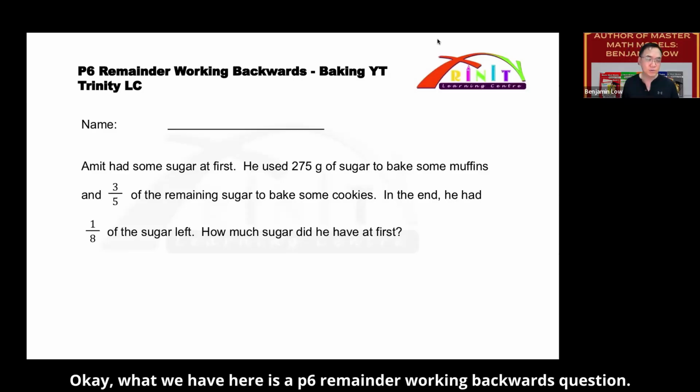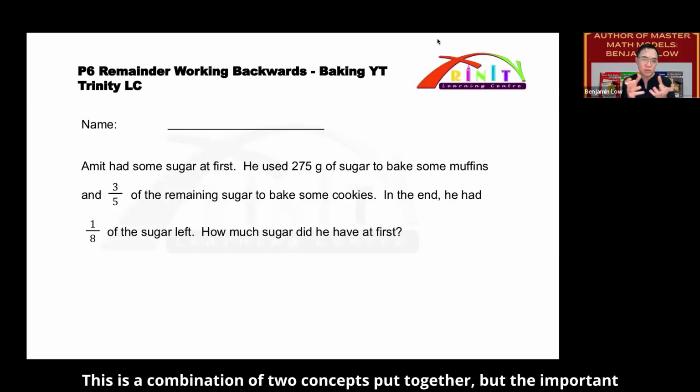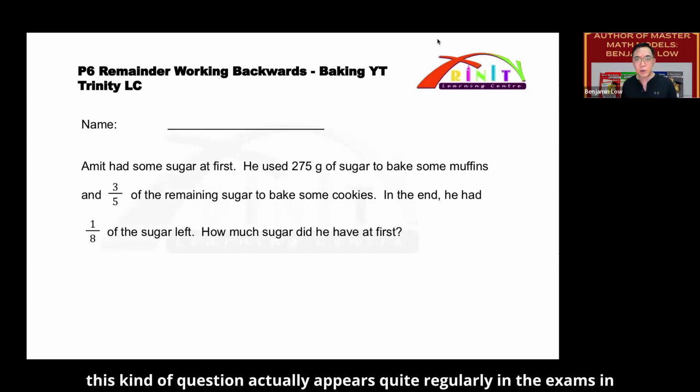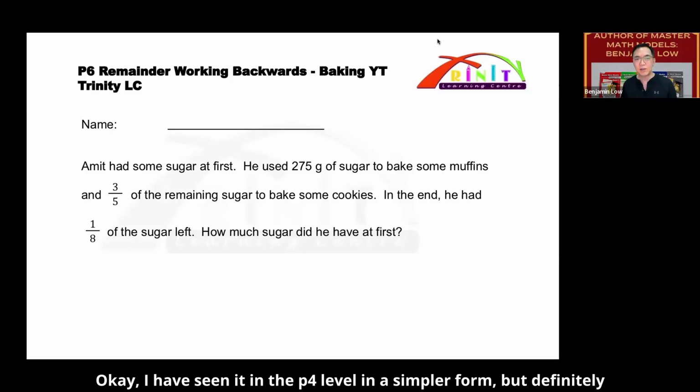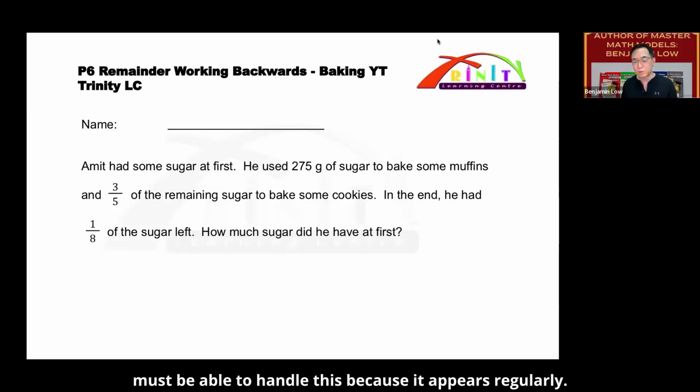What we have here is a P6 remainder working backwards question. This is a combination of two concepts put together, but the important thing is that this kind of question actually appears quite regularly in the exams at the P5 and P6 level. I have seen it in the P4 level in a simpler form, but definitely by P5 and 6 you must be able to handle this because it appears regularly.